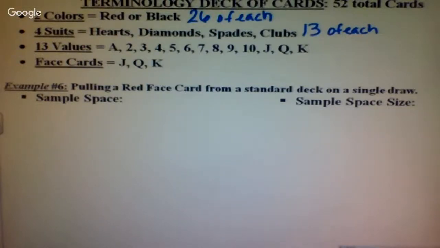Example 6. Pulling a red face card from a standard deck on a single draw. What are my options of pulling a red face card? Give me a red face card. Jack, queen, king of hearts. And I also have jack, queen, king of diamonds.